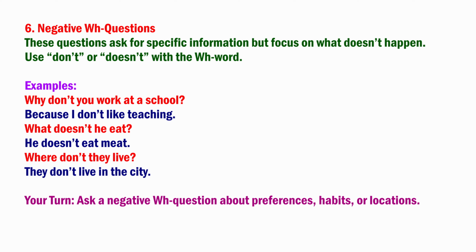What doesn't he eat? He doesn't eat meat. Where don't they live? They don't live in the city. Your turn. Ask a negative W/H question about preferences, habits, or locations.